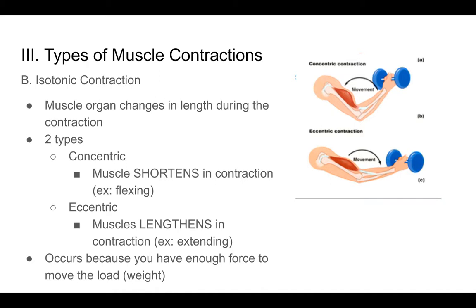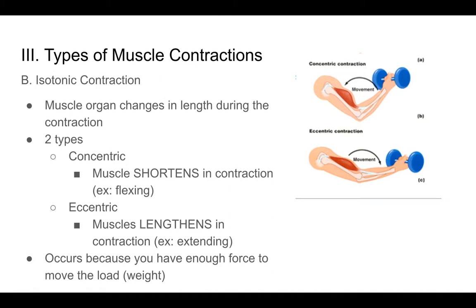In this case, it's the little blue dumbbell. So as long as you have a force that is capable of moving a load, you can shorten and lengthen your muscles during contraction processes. And so those are all isotonic contractions, when the muscle changes length.